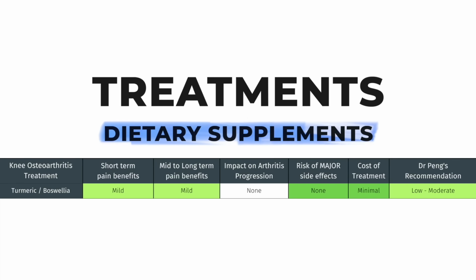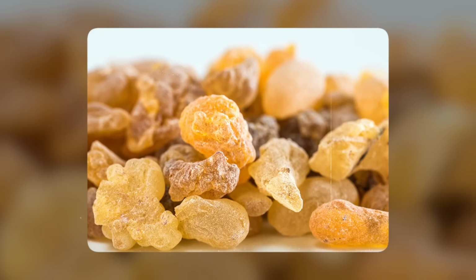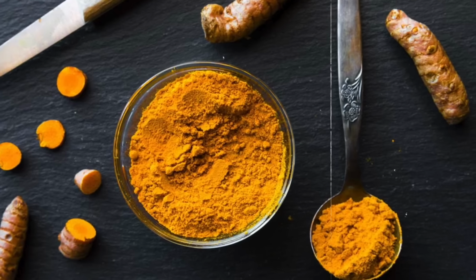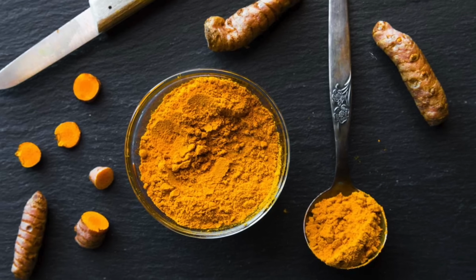Now let's discuss dietary supplements. Two of the best studied dietary supplements that can treat symptoms related to osteoarthritis include Boswellia serrata as well as turmeric and its active component, curcumin.